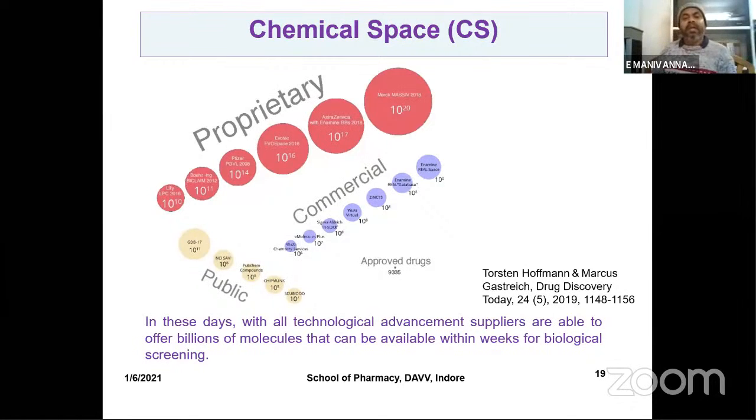So the proprietary chemical space, commercial chemical space, public chemical space, and approved drugs, these chemical spaces can be utilized for screening against a variety of disease targets using virtual screening for successful discovery of new molecules.